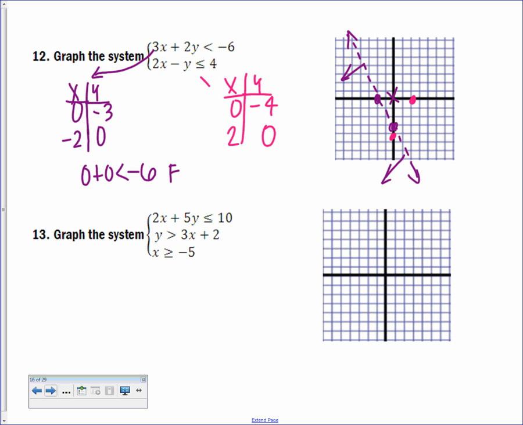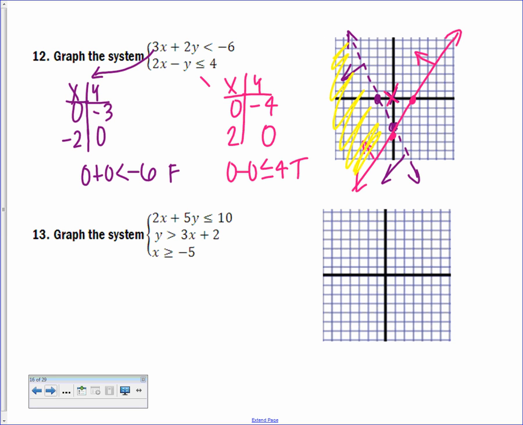And a less than or equal to makes this a solid line. Okay, and if I test (0, 0), I get 0 minus 0 less than or equal to 4. That is a true statement. Here's (0, 0), so this time I have to shade towards that. So our overlap is this area over here.